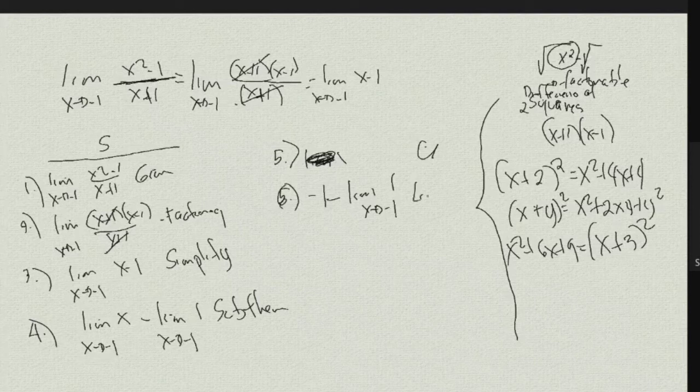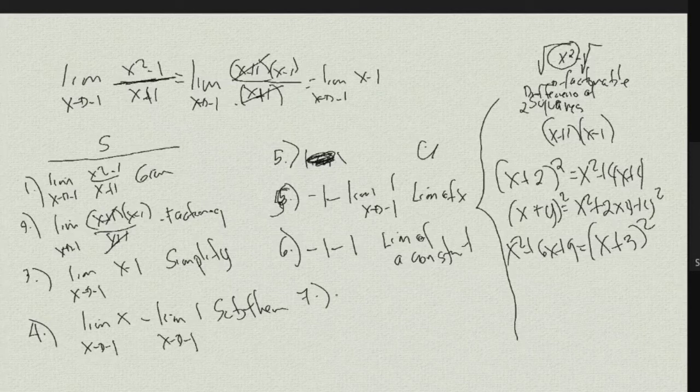So, limit of x, number 5. Number 6, constant, the limit of a constant. Negative 1 minus 1 is negative 2.